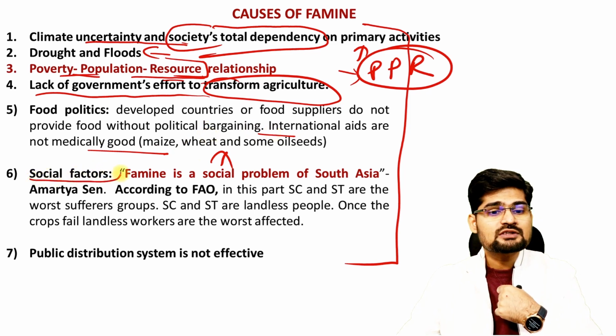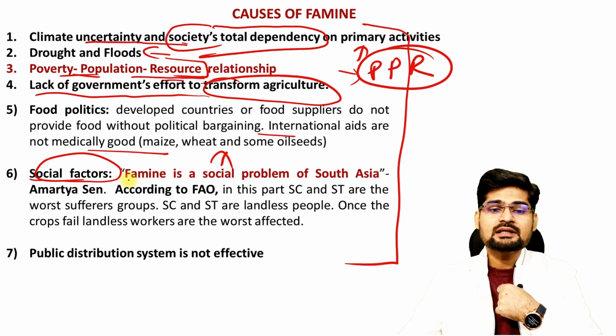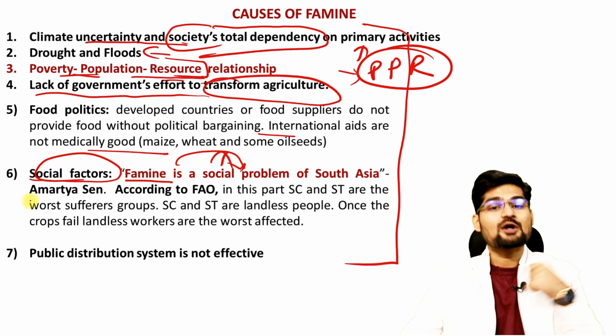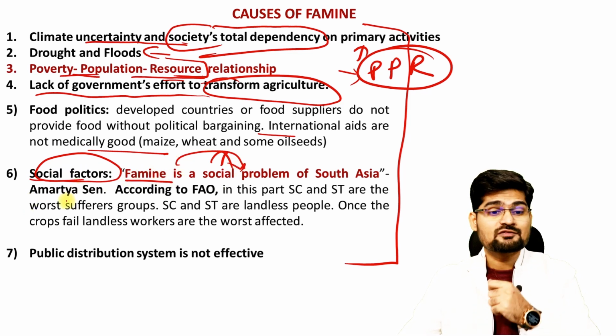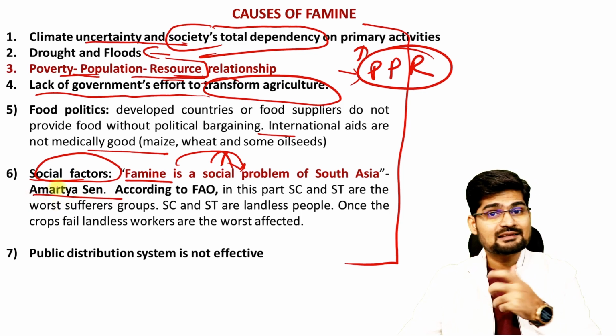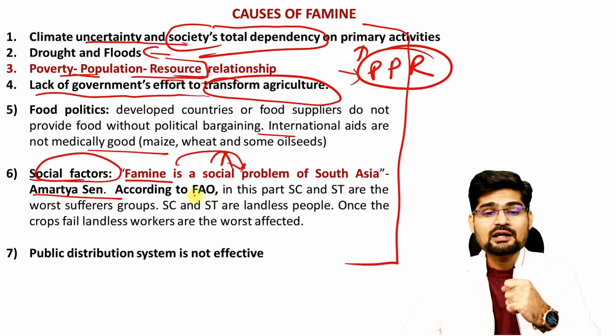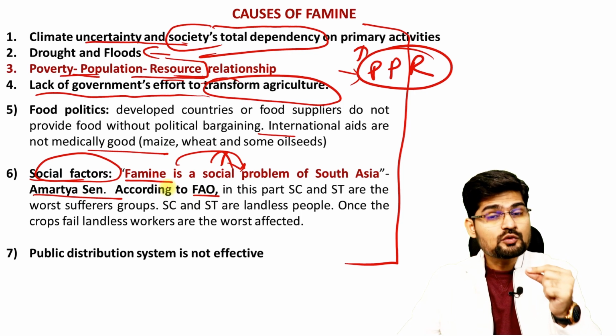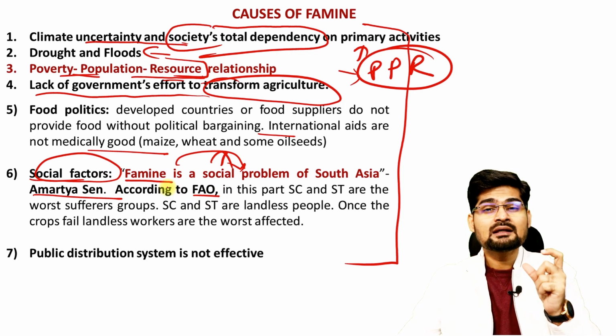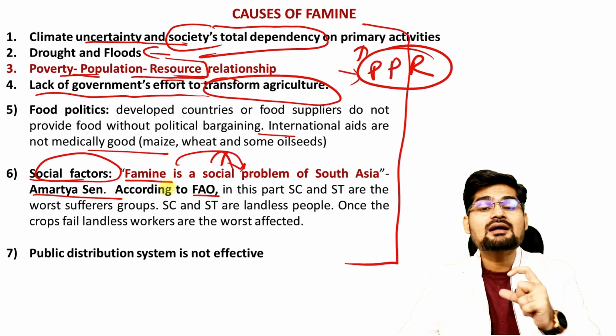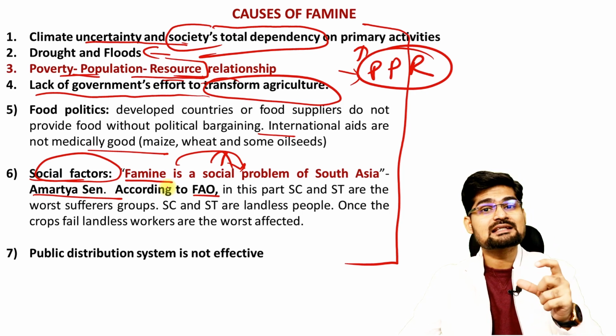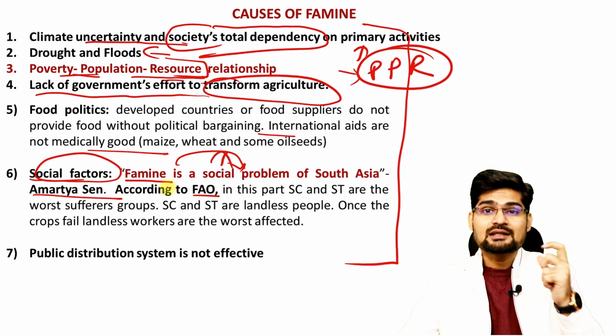Then come the social factors, especially as famine is one of the socio-economic problems, especially in South Asia, in the words of Amartya Sen, the great Nobel laureate. Now according to FAO, food security and famine are also linked to economic classes and, to some extent, to the various castes in India as well.